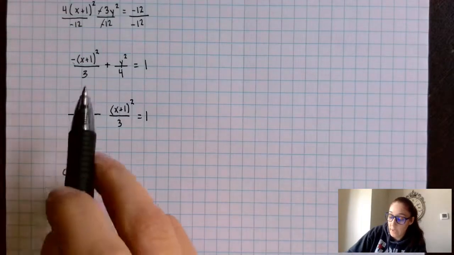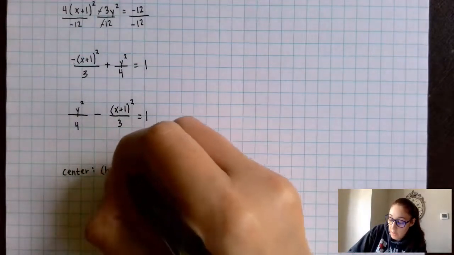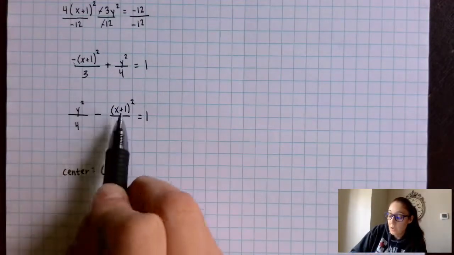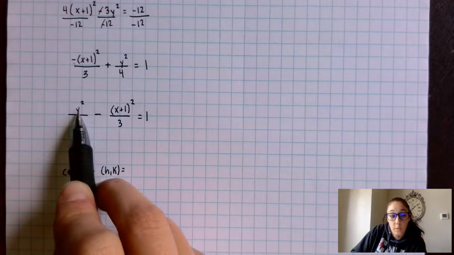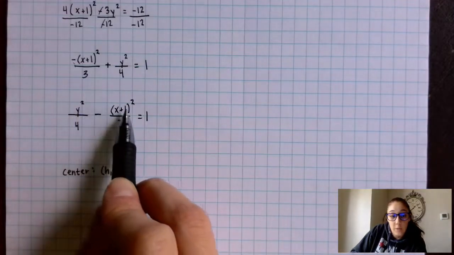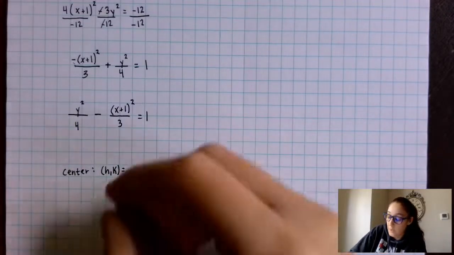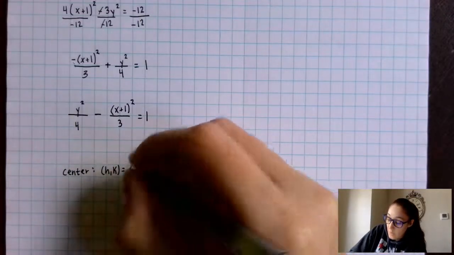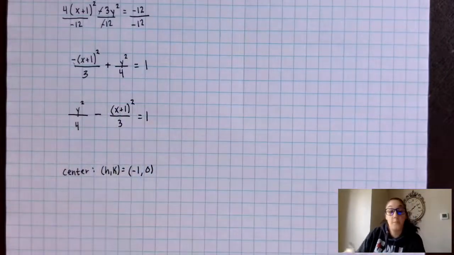And here's why. The center is always (h, k), and h is always with x, and k is always with y, right? So this is the first part of my center, and the 0 that's not written here is the second part. So this is going to be a negative 1 because it's positive here, comma, 0.